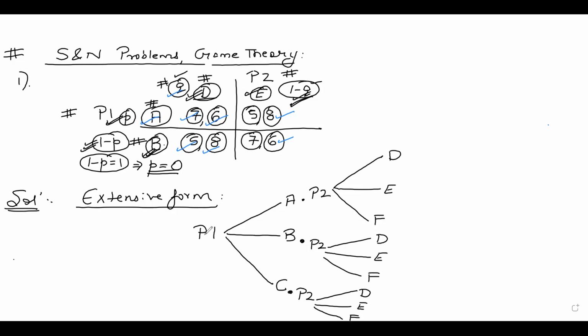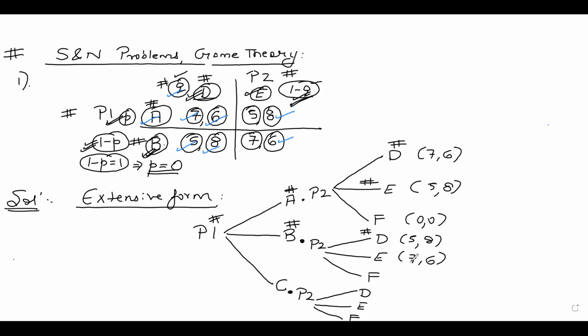What were the payoffs? When player 1 plays A and player 2 plays D, the payoffs are 7, 6 to player 1 and player 2 respectively. When player 1 plays A and player 2 plays E, the payoffs are 5, 8. And when player 1 plays A and player 2 plays F, although F is not there, you can see in the original question, it is 0, 0. Similarly, when player 1 plays B and player 2 plays D, the payoffs are 5, 8. When player 1 plays B and player 2 plays E, the payoffs are 7, 6. When player 1 plays B and player 2 plays F, the payoffs are 1, 1.